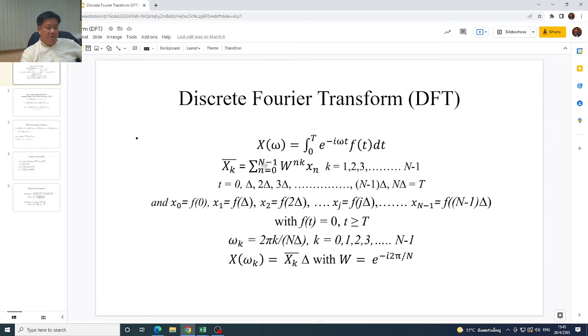Beyond this, if we identify x bar sub k, equal to n equal to 0 to n minus 1, and we define a new term we call w to the n times k. What is w going to be? W in our case is e to the minus i times 2 pi divided by N. This is w. Therefore, w to the exponent n times k becomes e to the minus i times 2 pi divided by N times small n times k.